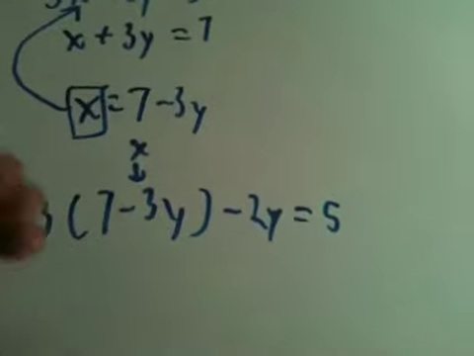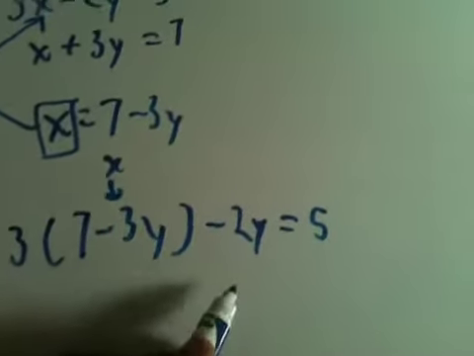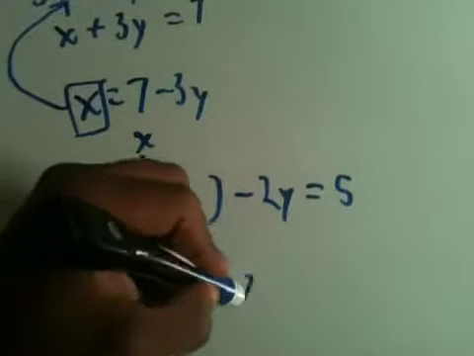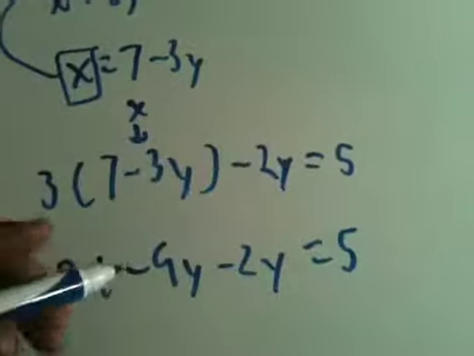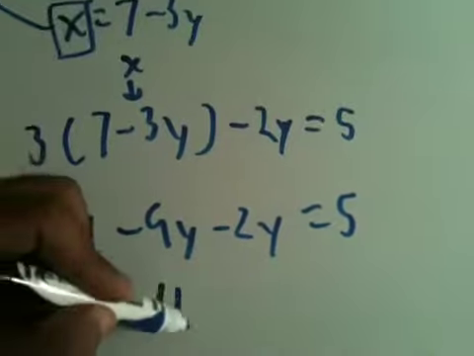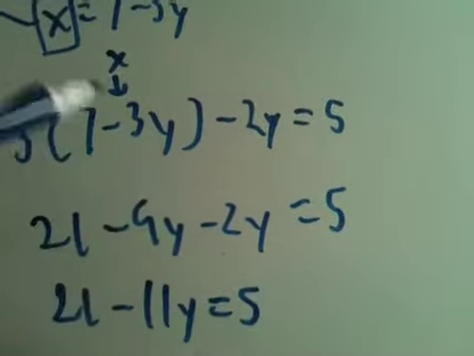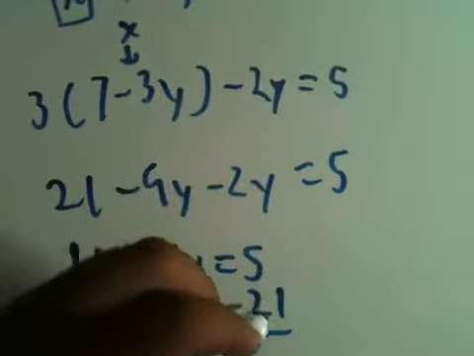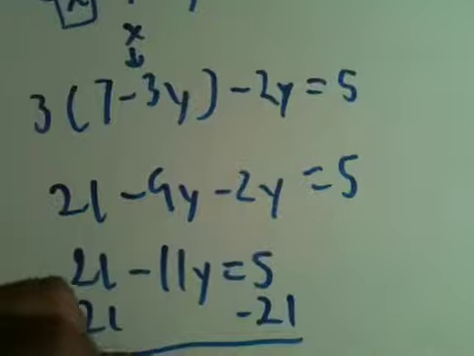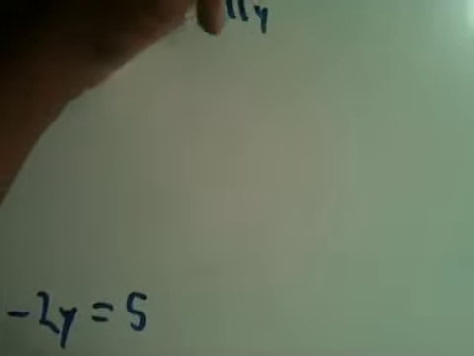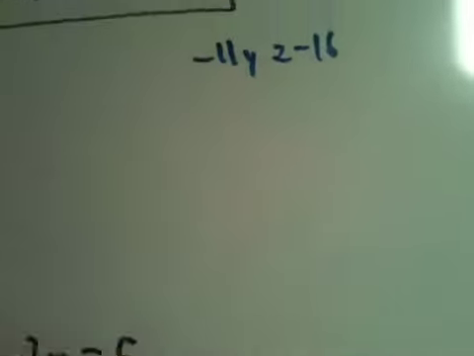Now this is an equation in one variable, we can solve that. So this becomes 21 minus 9y minus 2y equals 5. 21 minus 11y equals 5. I can subtract 21 from both sides. So 5 minus 21 is minus 16. Minus 11y equals minus 16.